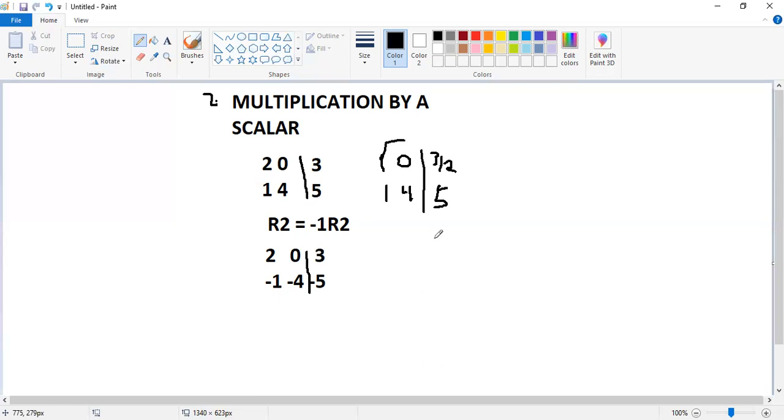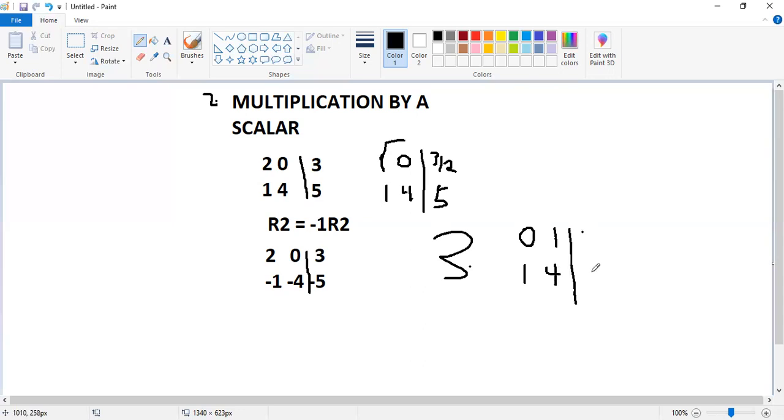So the last part is interchanging rows. So let's say you are given a question, and then in the question, the first coefficient is 0, then maybe you have 1, and we have 1, and then 4.